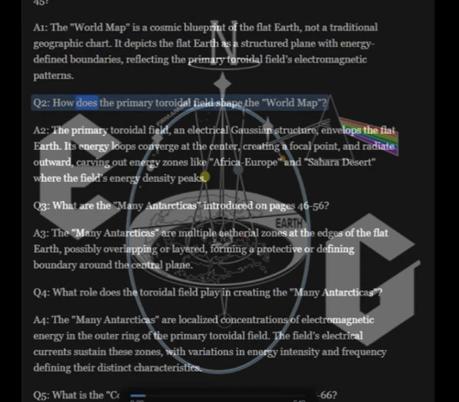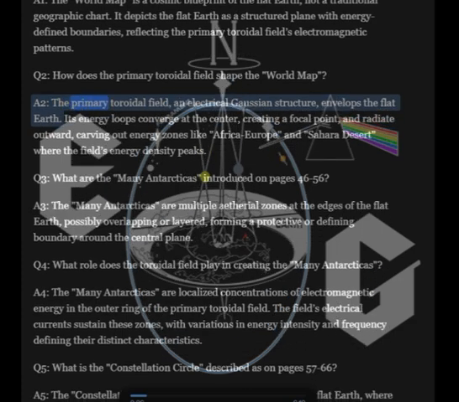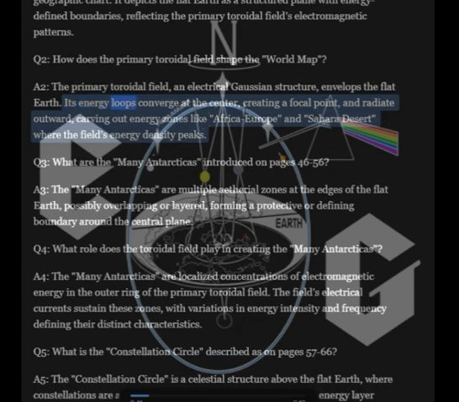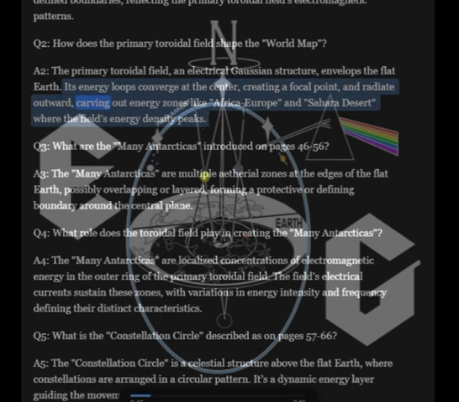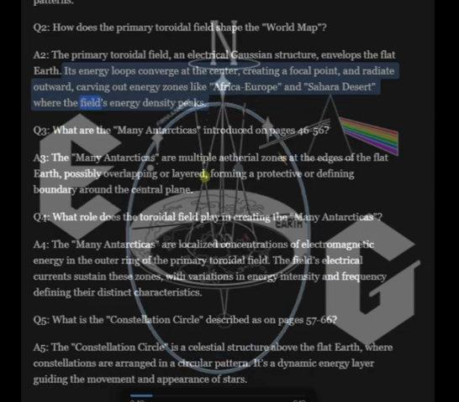Q. How does the primary toroidal field shape the Tonto-world map? A. The primary toroidal field, an electrical Gaussian structure, envelops the flat Earth. Its energy loops converge at the center, creating a focal point and radiate outward, carving out energy zones like Africa-Europe and Sahara Desert, where the field's energy density peaks.